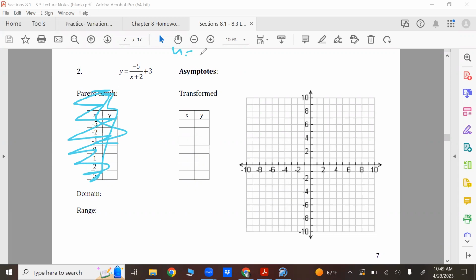What's h and k here? H is -2 and k is 3. So your asymptotes are x = -2 and y = 3. Okay. So -2 is right here.